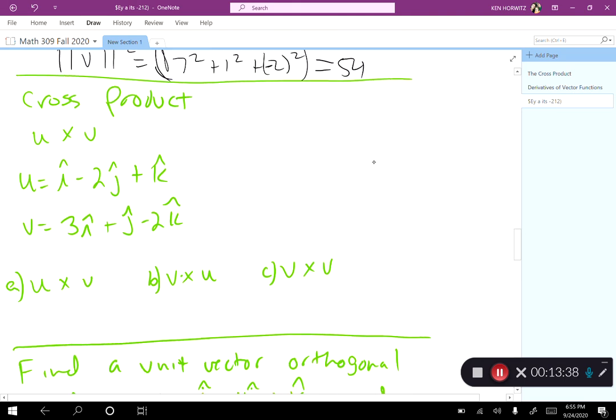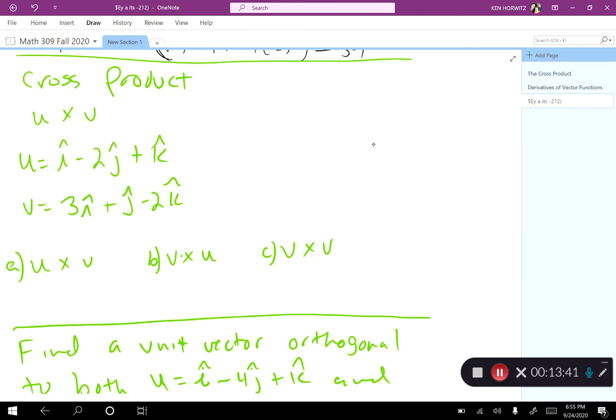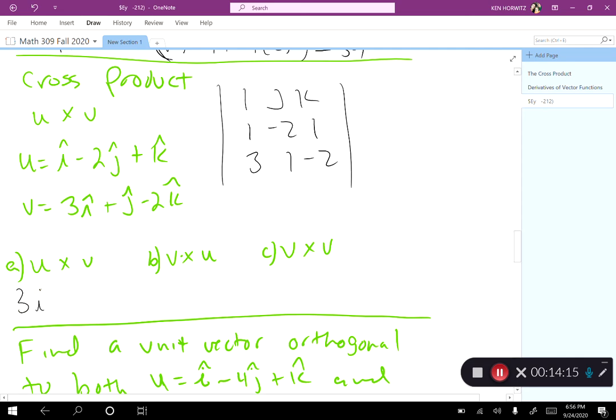the way I start is with I, J, and K, and then my U is going to be 1, negative 2, 1, and my V is going to be 3, 1, negative 2. And then you're going to set up your determinants. And when you set up your determinants and actually do your cross product, your final answer should be 3i plus 5j plus 7k.